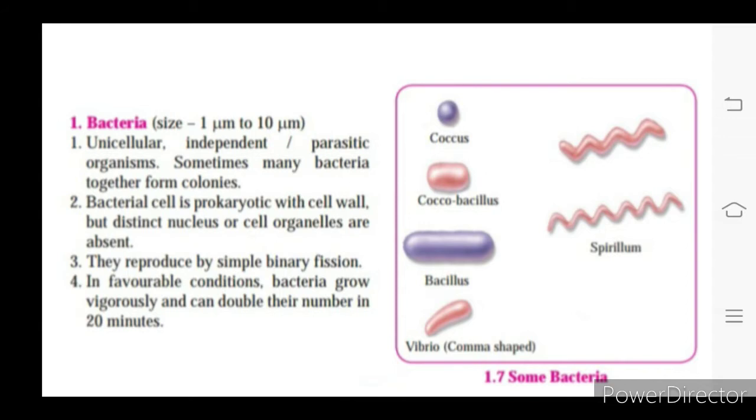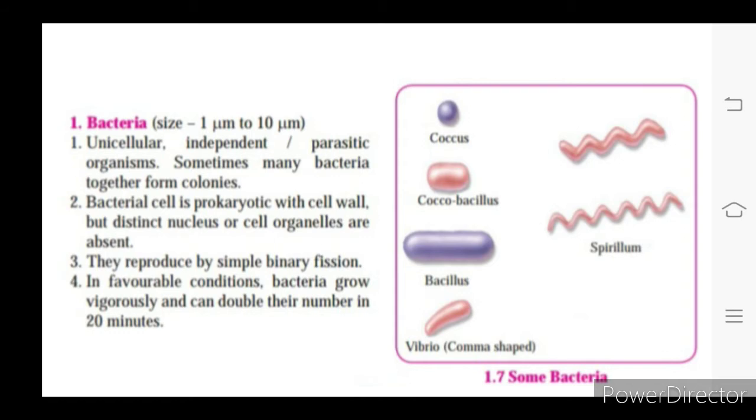Bacteria: the size of bacteria starts from 1 micrometer to 10 micrometer. A micrometer is a very small unit to measure size. It is so small that we cannot see bacteria with our naked eyes. Now all these bacteria are unicellular, independent, meaning they do not depend on others, or parasitic, meaning they depend for food on other animals. Sometimes many bacteria are found together and form colonies, that is, in bunch form.